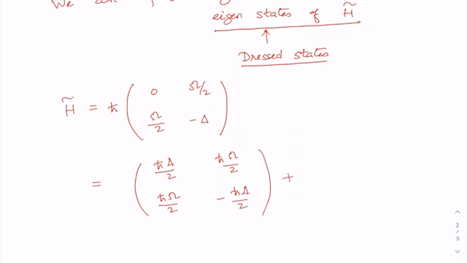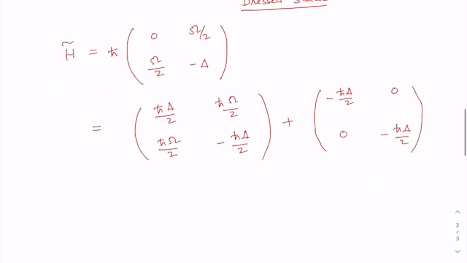Then I just have to add here minus ħδ/2, 0, 0, and here it would be minus ħδ/2. Now you see, by this clever way, I know that the eigenvalue of this matrix is simply minus ħδ/2.